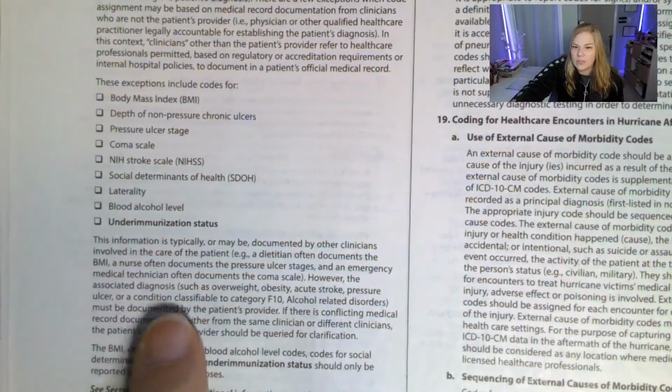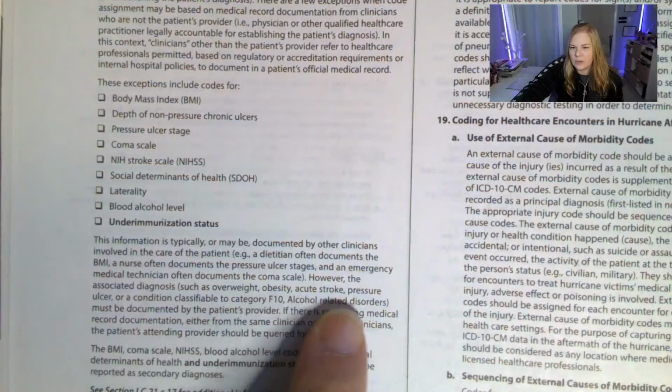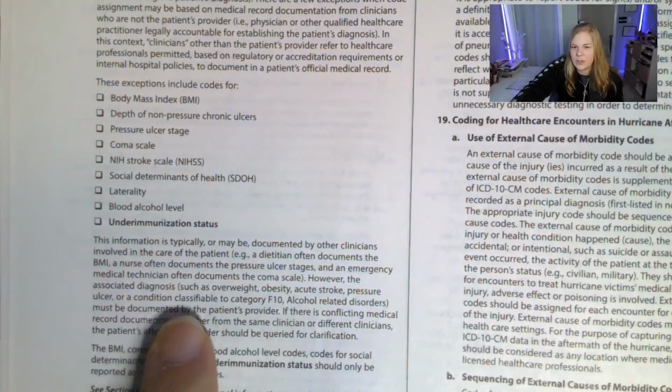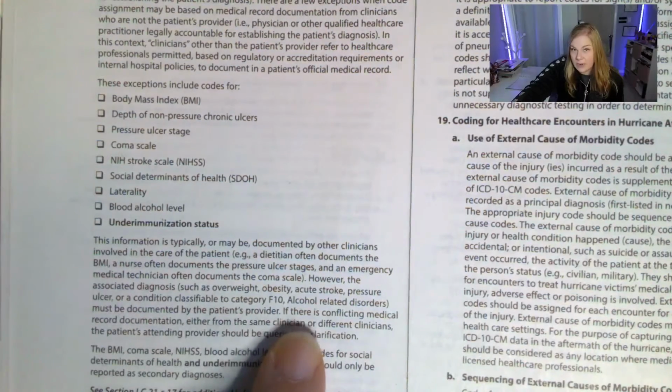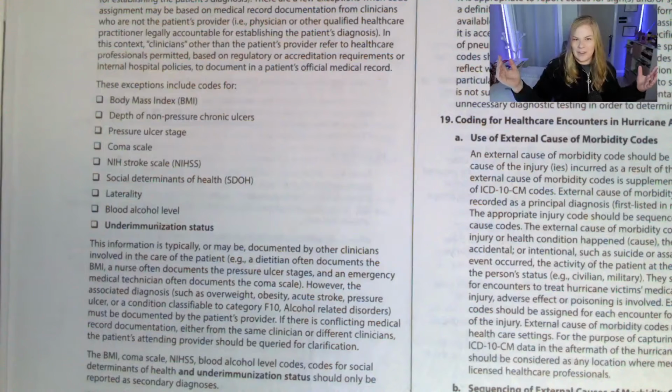However, the associated diagnosis such as overweight, obesity, acute stroke, pressure ulcer, or condition classifiable to F10 must be documented by the patient's provider. So while the wound care nurse can document the stage of that ulcer, we have to have that provider documentation specifically saying this patient has a pressure ulcer. And then it continues on to one of my favorite statements, stating that if you find conflicting information in the patient's medical record, you need to query the provider.